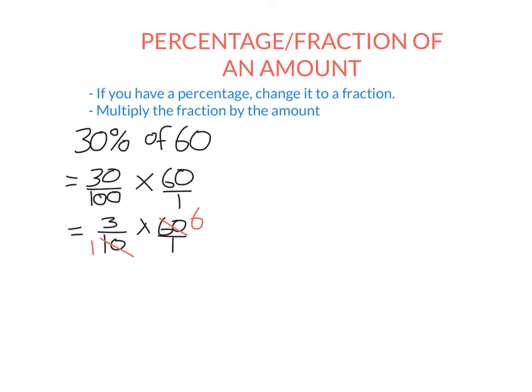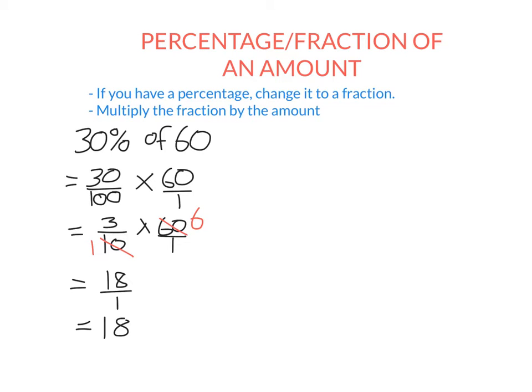So instead of having to do 30 times 60 in my head, I now just have to do 3 times 6, which is 18, and 1 times 1, which is 1. So this is just 18. Okay, so remember, when you are multiplying a fraction by a whole number, you write that whole number over 1, you just multiply the tops and multiply the bottoms. Cancelling, like I did here, can just make that calculation, that multiplication, a little easier.